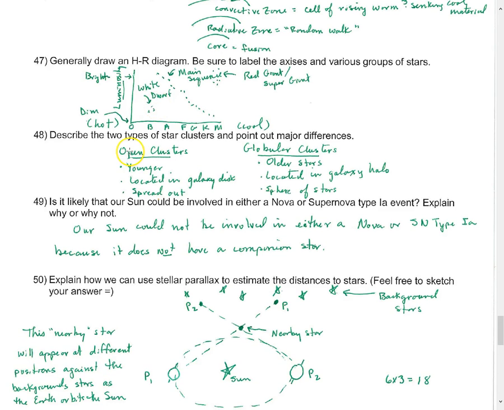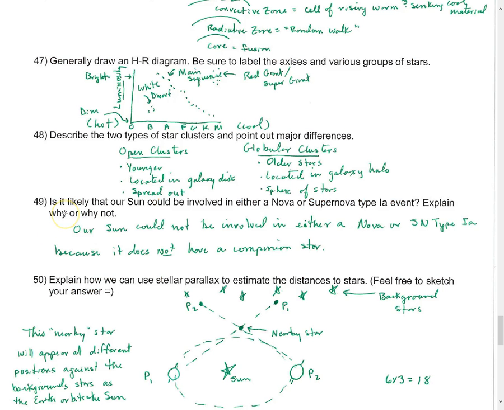Question 48, I wanted you to give me at least one difference between the two types of star clusters to get full credit. Open clusters, like the Pleiades, which is a beautiful open cluster, are younger stars and are kind of spread out. Some of us saw one through a telescope. Globular clusters are older stars, more like a ball or sphere of stars, located in the halo region outside the plane of the Milky Way galaxy, versus open clusters, which are located in the disk of the galaxy.